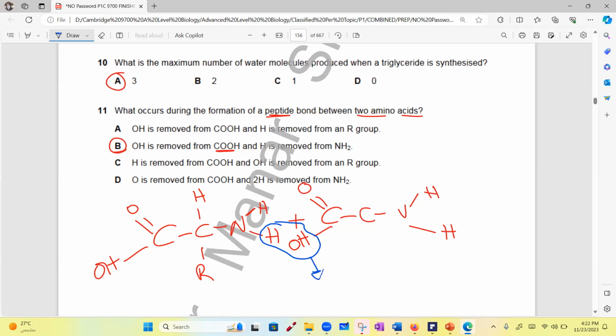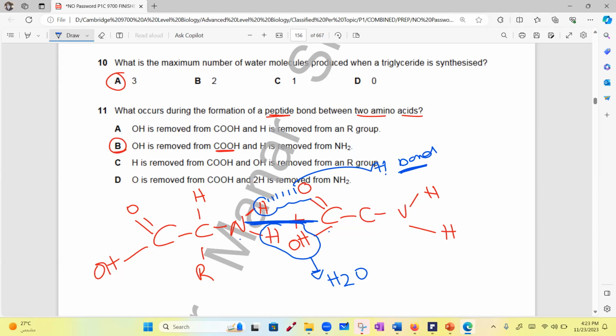This will give us water, and this is a condensation reaction, and we will have a peptide bond here between the nitrogen and the carbon. Now, when this hydrogen bonds with this oxygen, what does this give me? A peptide bond or a hydrogen bond? Hydrogen bond. Okay, this hydrogen bond, why is it important?